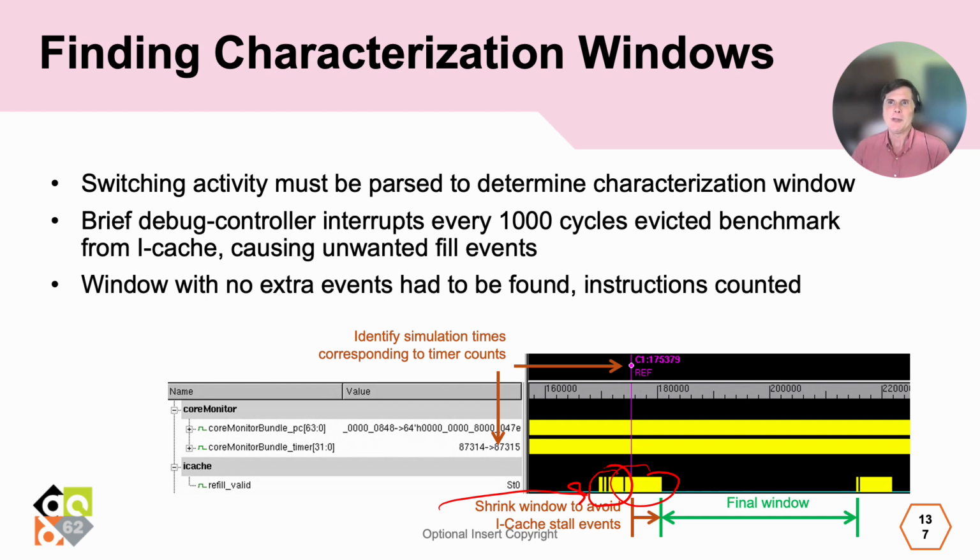So we had to do some reverse engineering to figure out the exact switching window in which there were none of these extra events happening. Once we figured out that final window, we knew the start and stop times in the VCD file that we could use for characterization. We also had to go back and actually count the number of instructions that actually executed in that window so that we could get an accurate characterization of the capacitance per instruction.